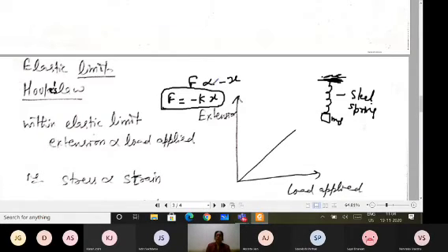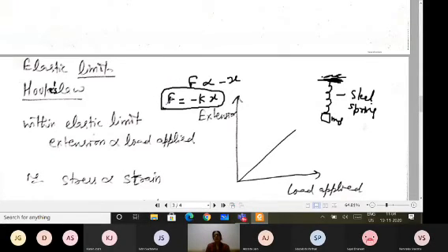Now, if I apply a force going beyond a limit, then your graph does not come as a straight line. That means I have gone beyond the elastic limit. So what is the elastic limit, if I have to define it? It means the maximum force which I can apply to a body up to which the body behaves like an elastic body. If I apply a force beyond that maximum force, then the body will not behave like an elastic body.